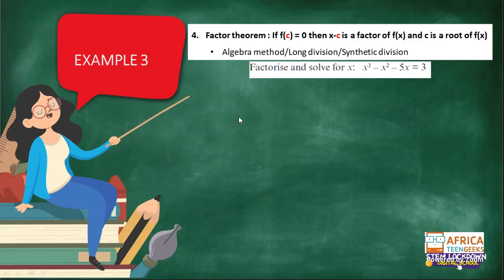So let's say, for example, you were supposed to factorize and solve this function. Remember when you're doing cubic functions, they won't tell you to factorize and solve for x. But when you find the x-intercept, you will see that you are actually solving for x, and you need to factorize your polynomial.